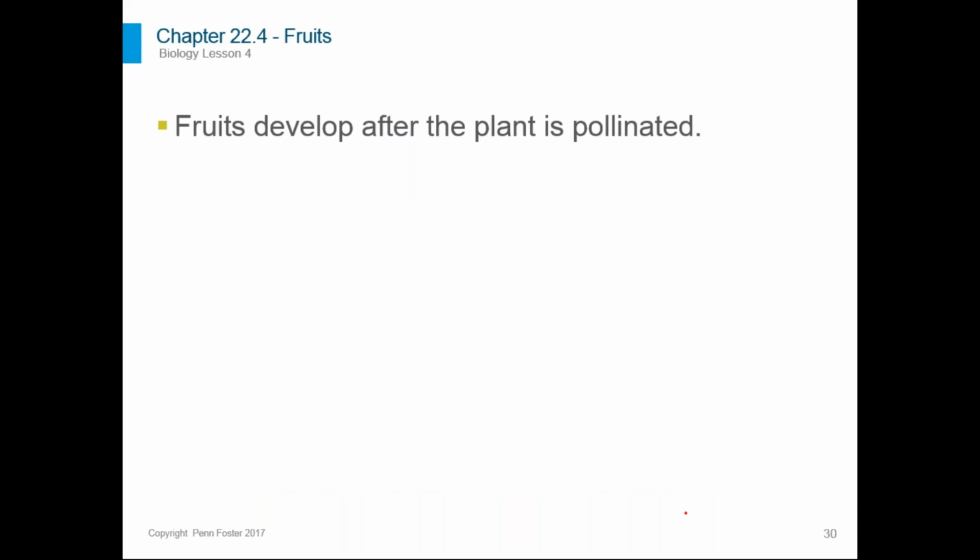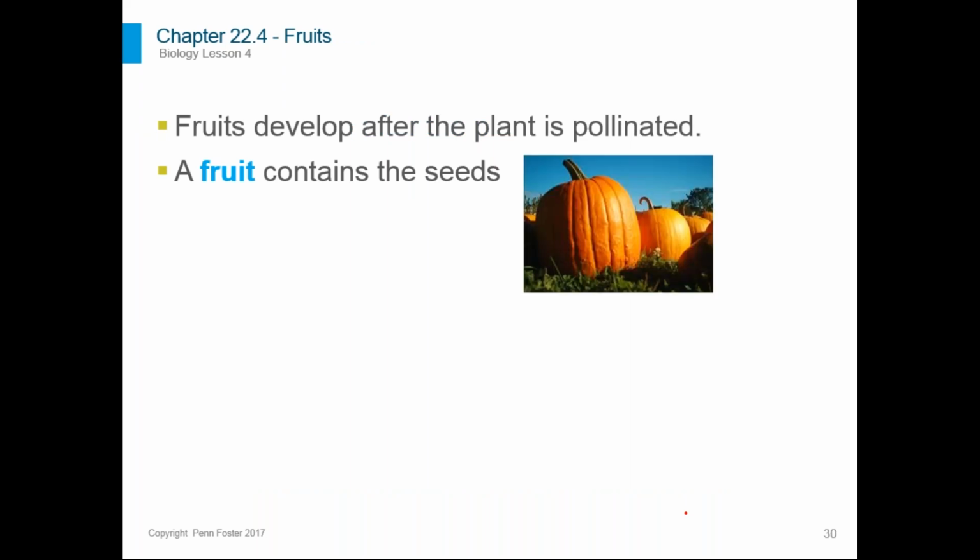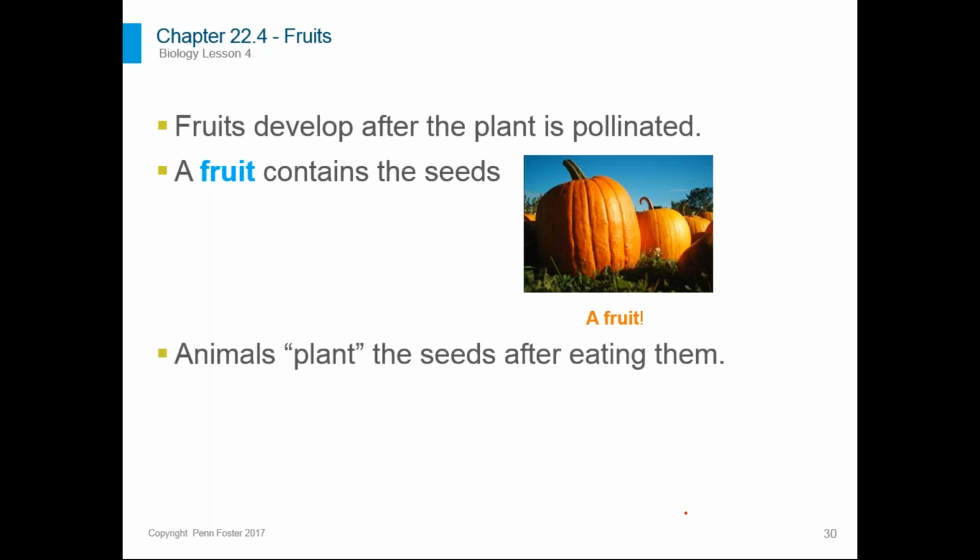And fruits develop after the plant is pollinated. A fruit is just defined as a structure that contains the seeds. So some things that we consider to be vegetables when we're cooking, biologically speaking, they're actually fruits. So things like pumpkins and cucumbers and tomatoes and peppers, those are actually fruits. So why do the plants grow the fruits? Because animals will eat them and then move away and then poop out the seeds, and the seeds can grow somewhere else.